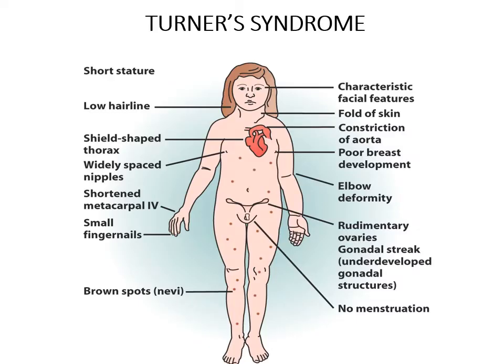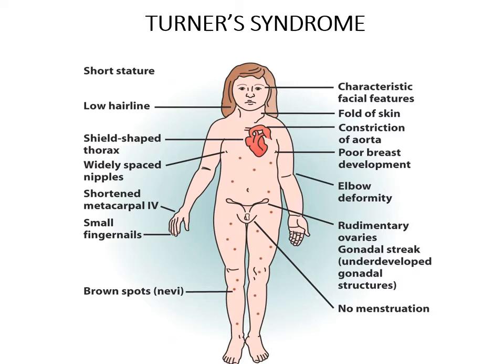Okay, so here are some of the symptoms and signs of Turner syndrome. Remember, missing one X chromosome. So they still have female characteristics, okay? They have a bit of a webbing of the neck or a fold of the neck. So instead of the neck coming down straight, it often comes down with a bit of a web appearance. I mentioned this constriction of the aorta that can lead to hypertension.